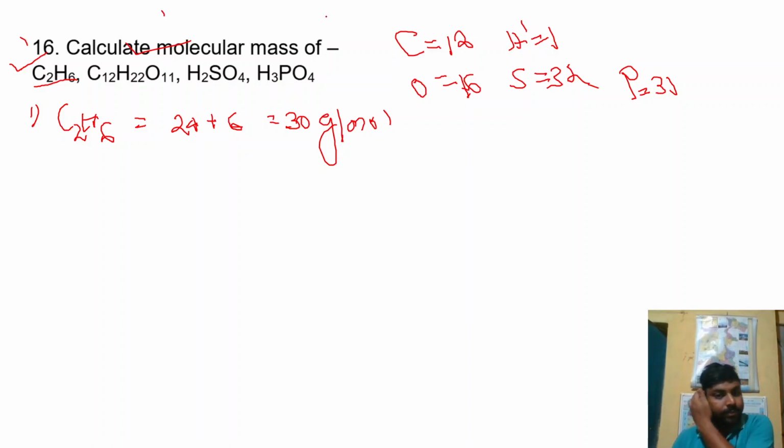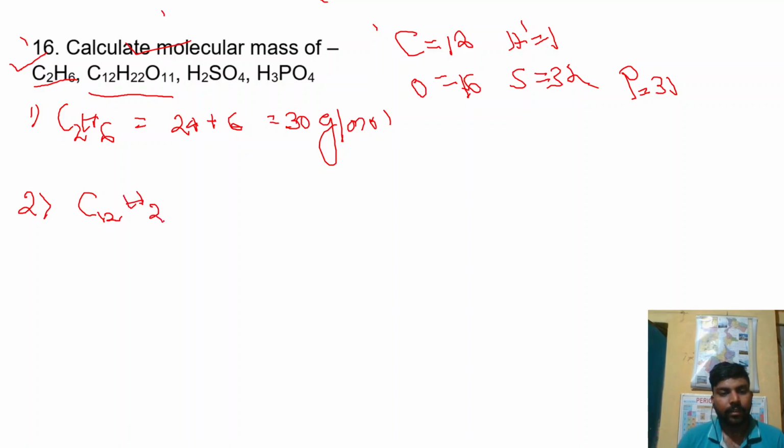So next one, C12H22O11. You know very well what this formula is. This is sucrose. C12H22O11 is the formula of sucrose. All the masses you know.